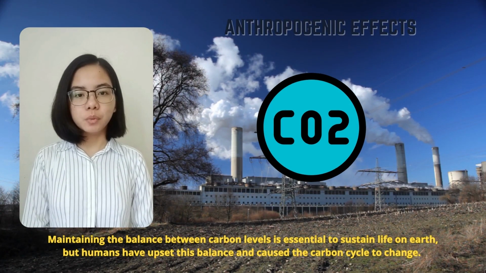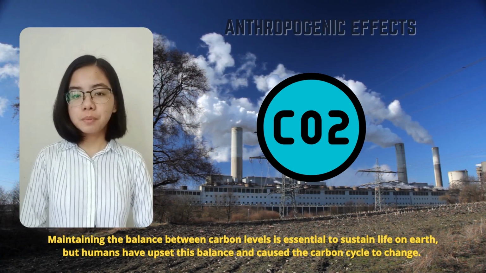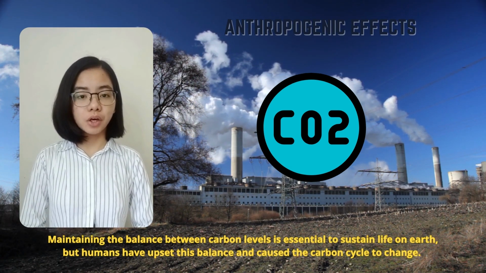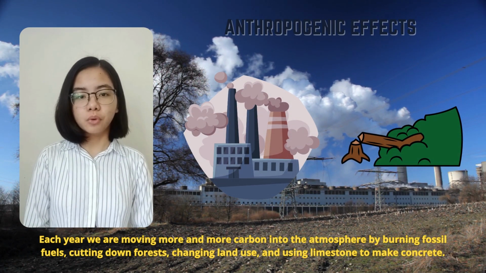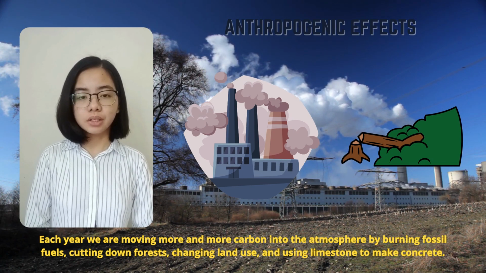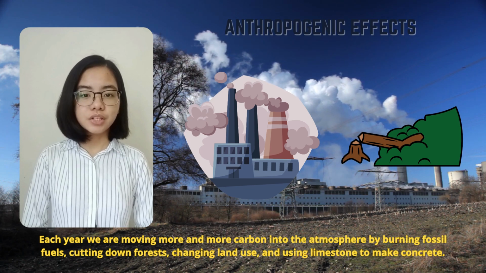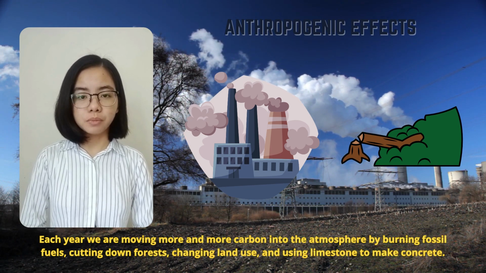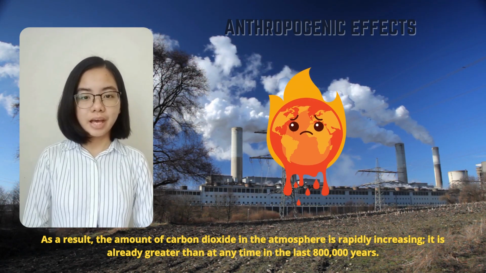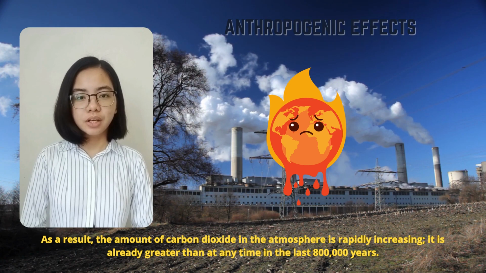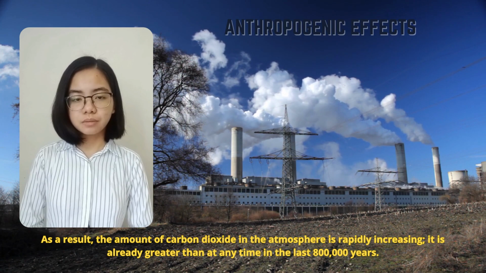Maintaining the balance between carbon levels is essential to sustain life on Earth, but humans have upset this balance and caused the carbon cycle to change. Each year, we are moving more and more carbon into the atmosphere by burning fossil fuels, cutting down forests, changing land use, and using limestone to make concrete. As a result, the amount of carbon dioxide in the atmosphere is rapidly increasing. It is already greater than at any time in the last 800,000 years.